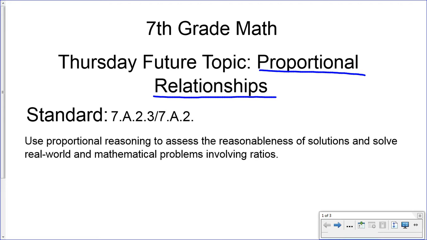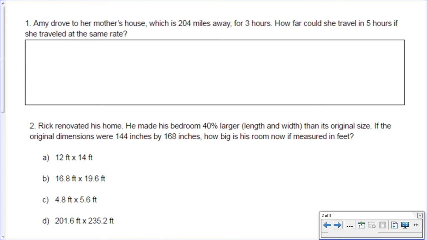You can fast forward, rewind, pause, stop, whatever you need to do. That's what these lessons are for. So you can do it on your own time if you need to. Okay, so we'll go ahead and get started.